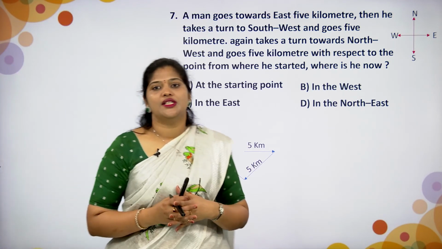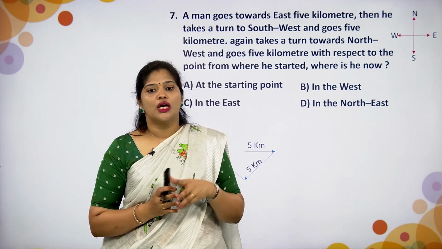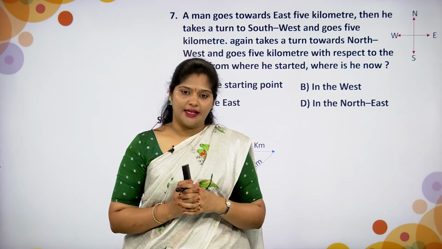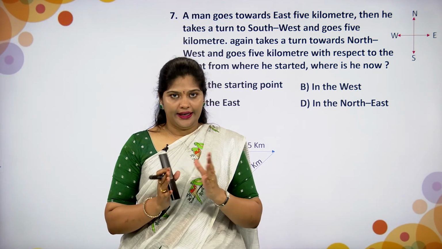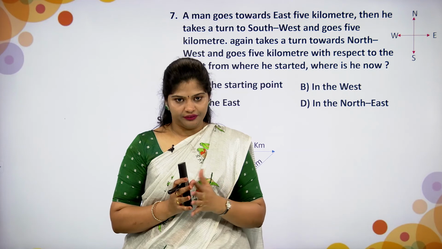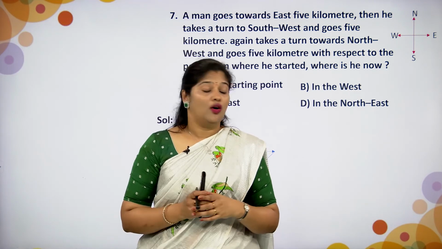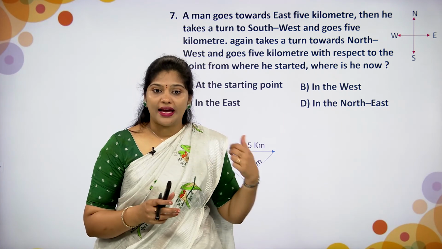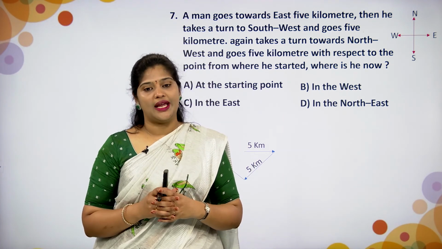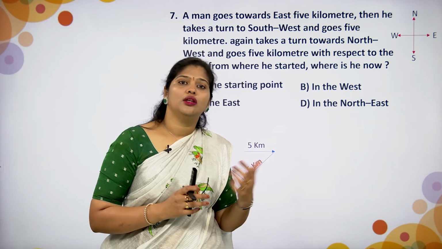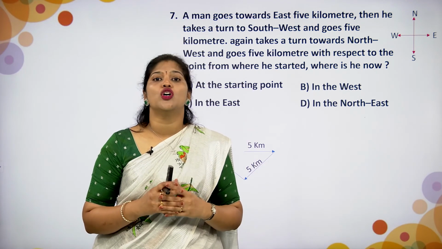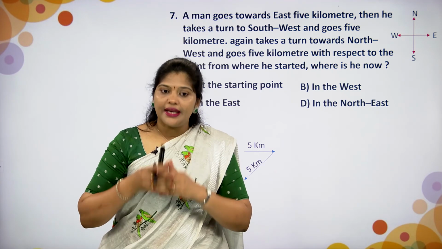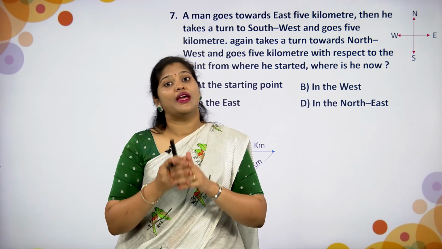Again we will repeat the question, children. A man goes towards east 5 kilometers, then he takes a turn to the southwest corner and goes 5 kilometers, again takes a turn towards northwest and goes 5 kilometers. With respect to the point from where he started, where is he now?